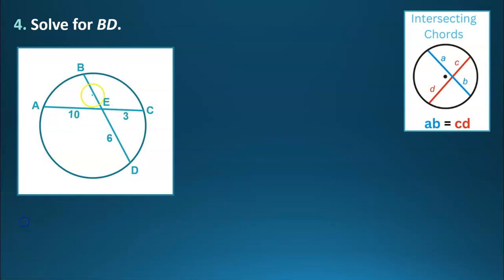So what I'm going to do first is I'm just going to call this X, this piece right here. So I'm going to say X times 6 is equal to 10 times 3. So what I'm doing is I'm saying these two things multiplied together are equal to these two things multiplied together. So I'm just going to rewrite this as 6x. This is equal to 30. I divide both sides by 6, and I get x equals 5.